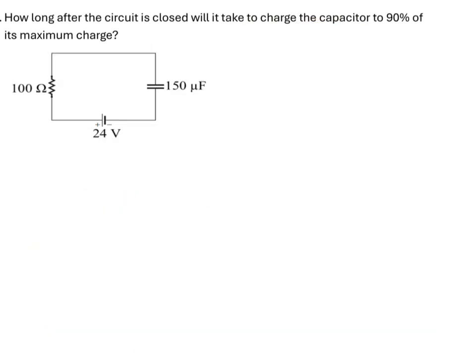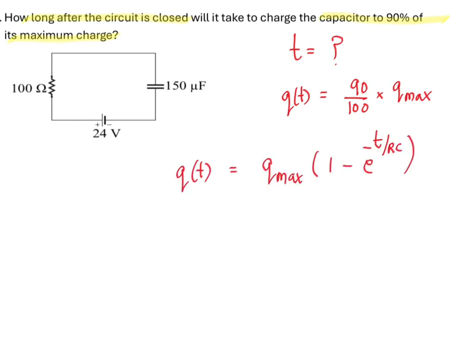Next problem, how long after the circuit is closed will it take to charge the capacitor to 90% of its maximum charge? So it's asking for time. It's also telling us the capacitor needs to be charged to 90% of its maximum charge. That means Q at a given time should be 90 over 100 times Q max, 90% of the maximum charge. That's the charging equation for capacitor. So we have got Q(t), which is 90 over 100 times Q max. Q max we write as it is, bracket 1 minus e to the power of negative t. Time we don't know, it's unknown.